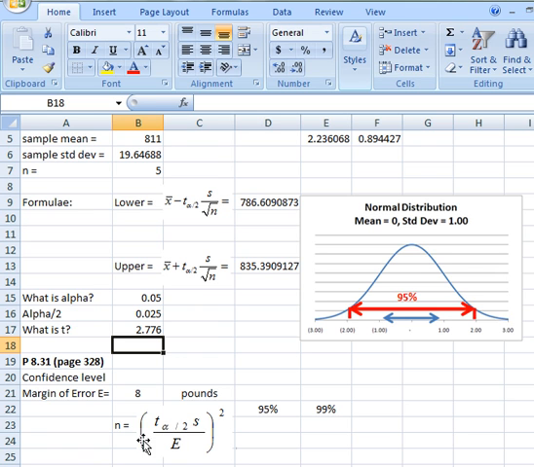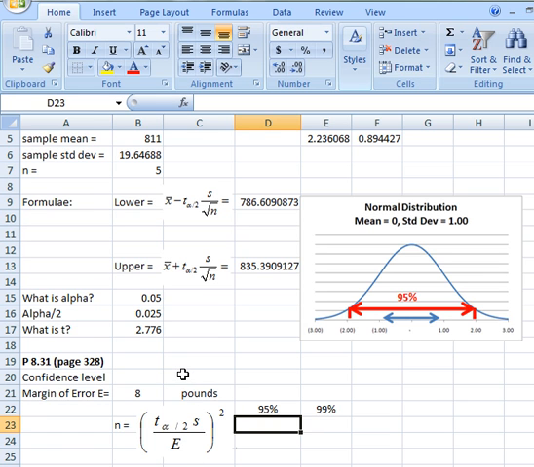Well, here's the formula out of the book. It's n equals t alpha over 2 times s over e, where e is the margin of error, 8 pounds in this case, and the whole thing squared. You can see all they did is take this formula up here that we've been working with to find the interval, e, and because n is expressed as a square root, we had to square the whole thing to get the answer. It's just algebra to get from here to here, so no big mystery. The t alpha over 2 is the same, the s is the same, and the e is the same. So all we have to do is plug these values in and get the answer.